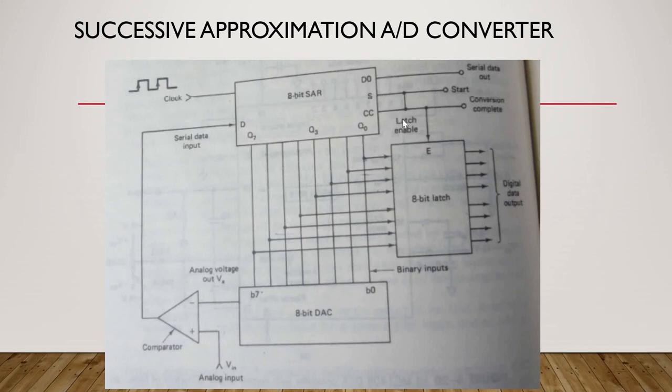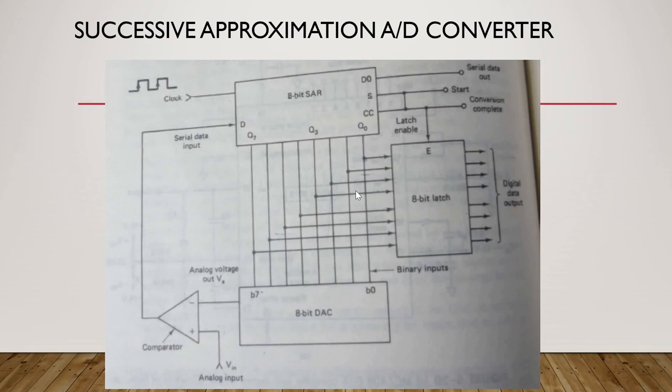Your conversion complete signal will go high, which means we have reached the end of the conversion. If this signal goes high, it indicates the end of conversion, and the equivalent digital output will be stored in the latch, and thereby we can make use of that digital data output. So this is how the successive approximation A to D converter operates.